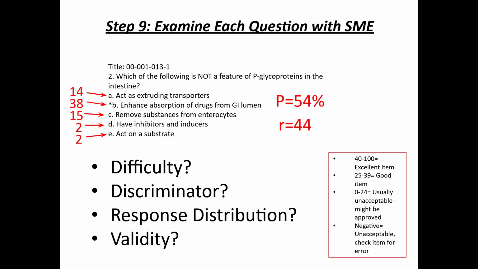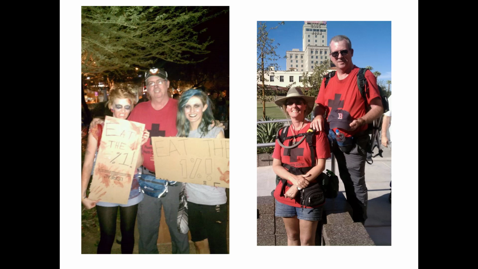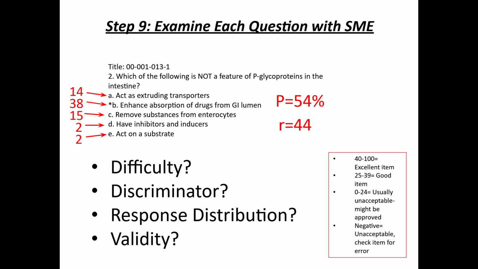So P glycoproteins, they are extruding transporters. These are the things that are in the enterocytes, which when substances are absorbed, the P glycoproteins kick them back out. So A is correct, which means it's not a correct answer because this is a negative stem, which we're not supposed to use. They do remove substances from enterocytes, so C is not a correct answer because it is true. You're looking for things that are false. This is very confusing, isn't it?